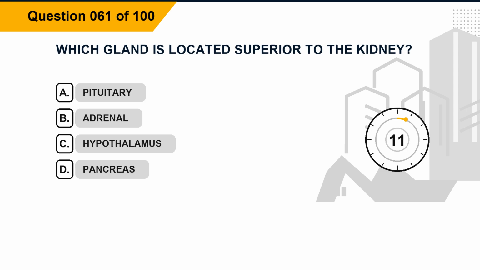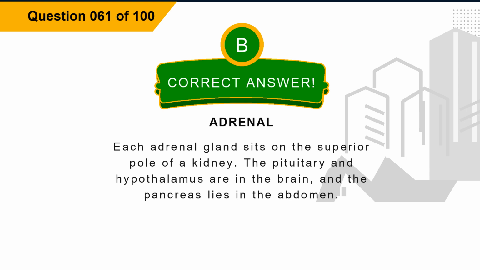Question 61. Which gland is located superior to the kidney? Option A. Pituitary. Option B. Adrenal. Option C. Hypothalamus. Option D. Pancreas. The correct answer is option B. Adrenal. Explanation. Each adrenal gland sits on the superior pole of a kidney. The pituitary and hypothalamus are in the brain, and the pancreas lies in the abdomen.